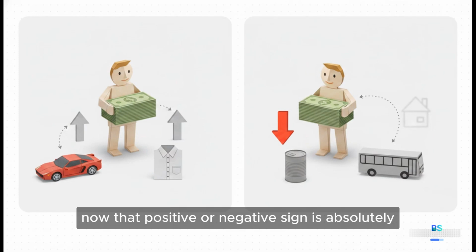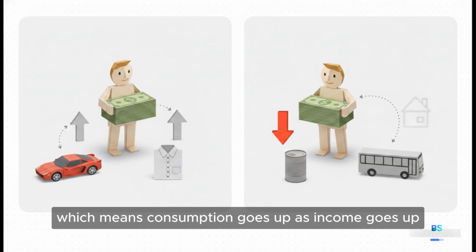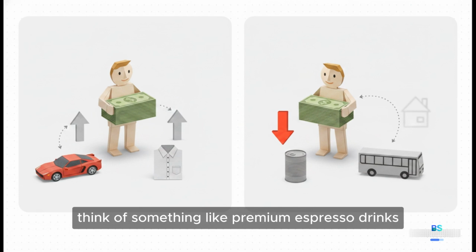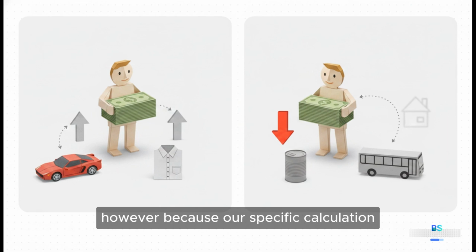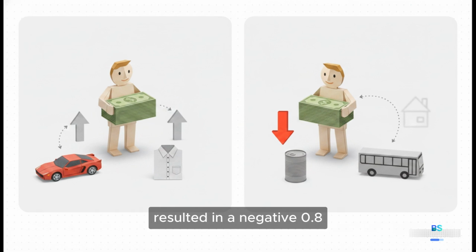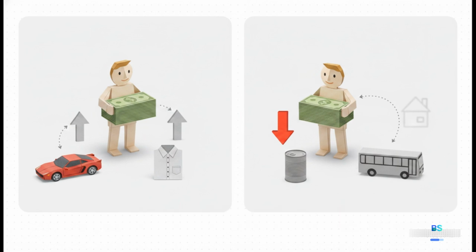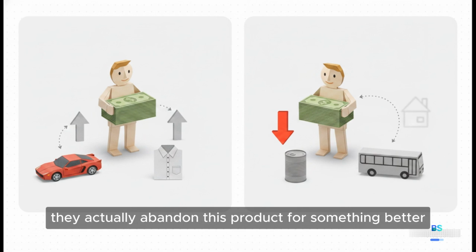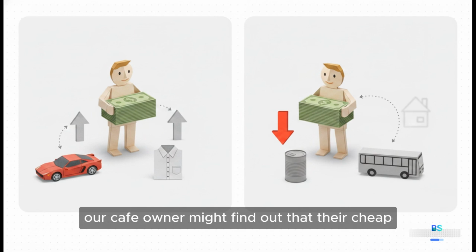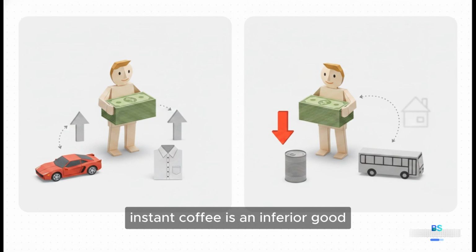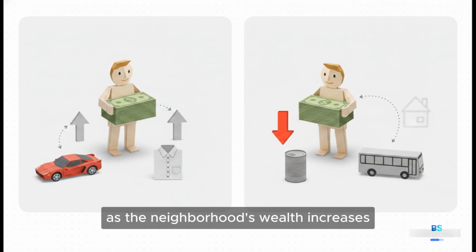Now, that positive or negative sign is absolutely crucial. A positive result indicates a normal good, which means consumption goes up as income goes up. Think of something like premium espresso drinks. However, because our specific calculation resulted in a negative 0.8, this product is categorized as an inferior good. This means as people get richer, they actually abandon this product for something better. Our cafe owner might find out that their cheap instant coffee is an inferior good, actively losing sales as the neighborhood's wealth increases.